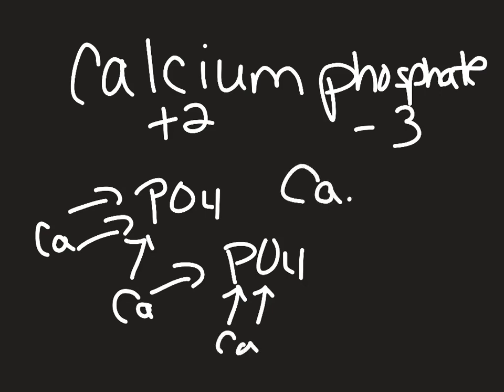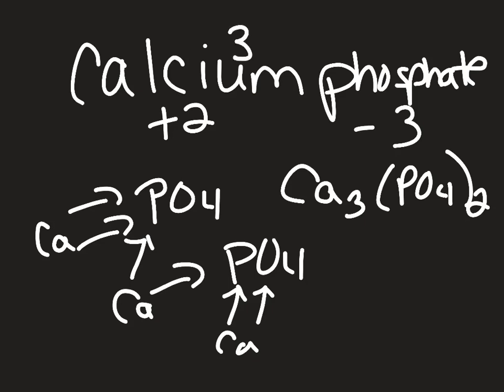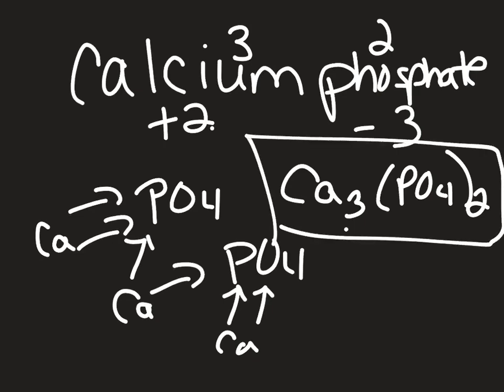So Ca3(PO4)2. Okay, the other way we could do this is the closest number that 3 and 2 have in common is 6. So it takes 3 calcium, 3 times 2 is 6, and it takes 2 of the phosphates, 2 times 3, to get to the 6 electrons being taken. So your formula for calcium phosphate is Ca3(PO4)2.